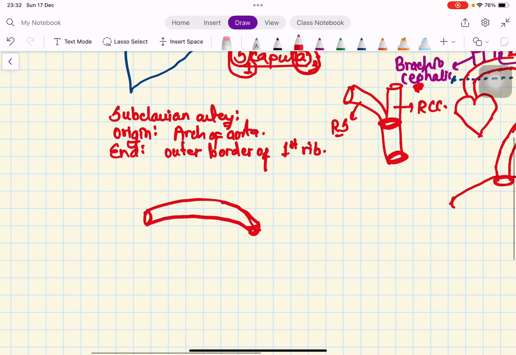I will make a detailed video on the subclavian artery in subsequent lectures. I need to tell you something: the subclavian artery is divided into three different parts by one muscle. Do you know that muscle? It is anterior to the subclavian artery, and anterior to this muscle is the subclavian vein. Simple.